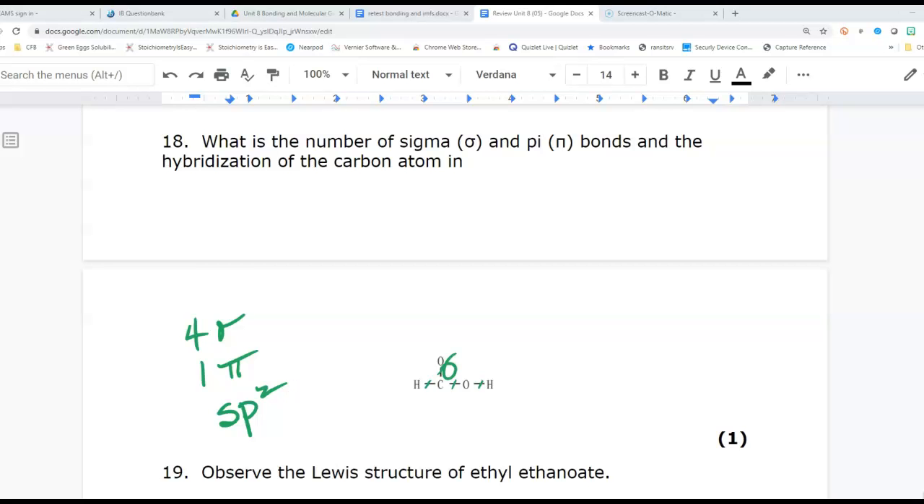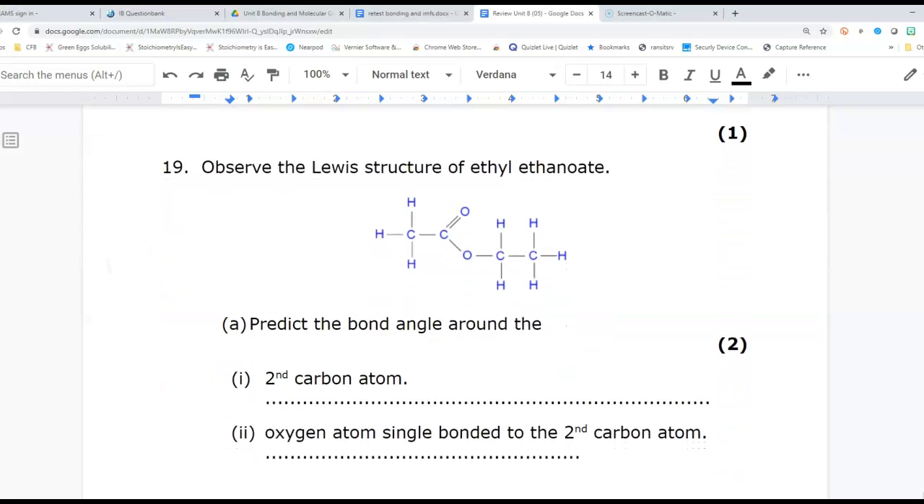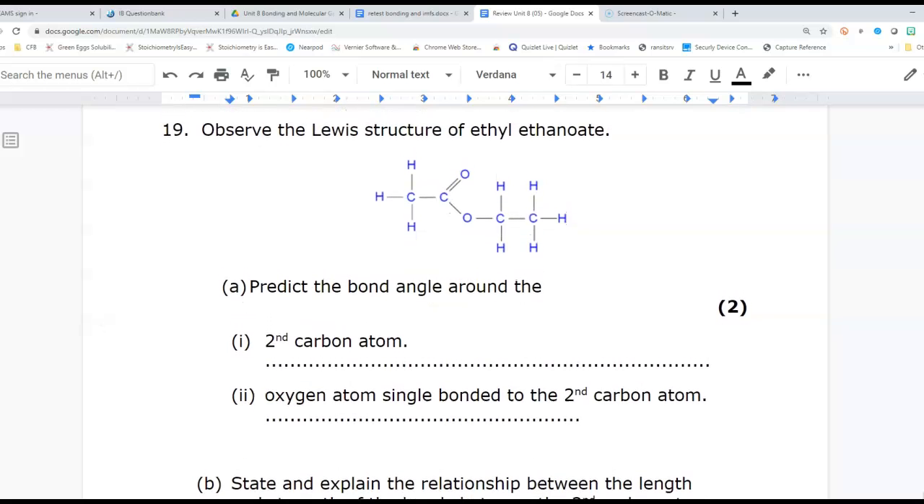All right, so for the next one, observe the Lewis structure of ethyl ethanoate. Predict the bond angle around the second carbon. So here is our second carbon. I would predict the bond angle would be 120 since there are 3 things bonded around it. And then the oxygen atom here, but you have to remember that the oxygen atom has 2 lone pairs. So the accepted answer would be definitely less than 109. Oftentimes this bent shape is actually 104.5. So you do have to have your bond angles memorized for this as well.